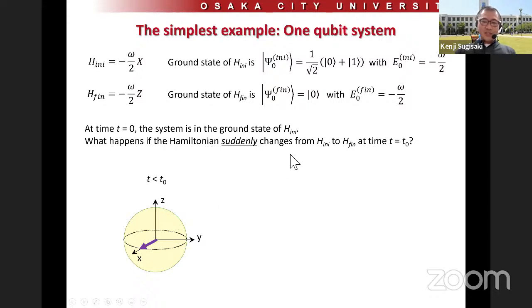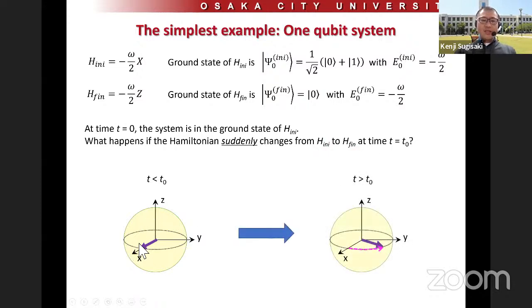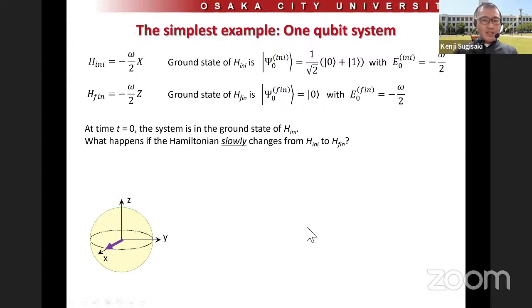If the Hamiltonian suddenly changes from H init to H fin, the quantum state rotates around the axis. So the initial state is the plus x direction, but as time passes, it goes to the plus y direction, then the minus x direction, then the minus y direction, and so on. And this is the case of non-adiabatic evolution.